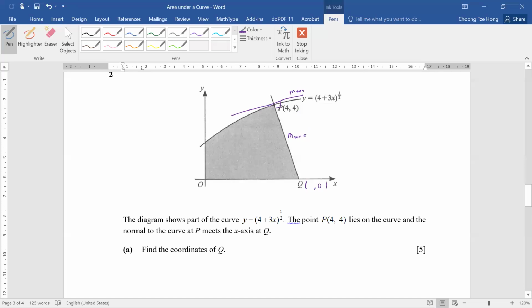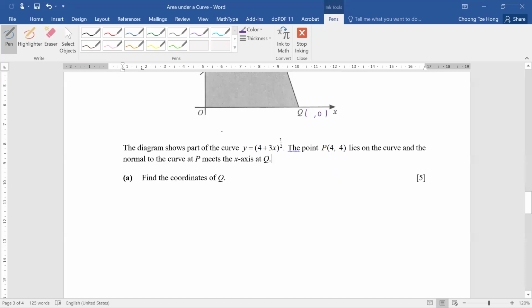So how are we going to find the gradient of the tangent at P? We are going to find dy/dx, because dy/dx gives us the gradient function. Then we sub in x = 4, because at point P the x coordinate is 4. So let's carry out this plan to find the coordinates of Q. Let's first find the gradient of the tangent. To do that, we need to differentiate the curve to find dy/dx.